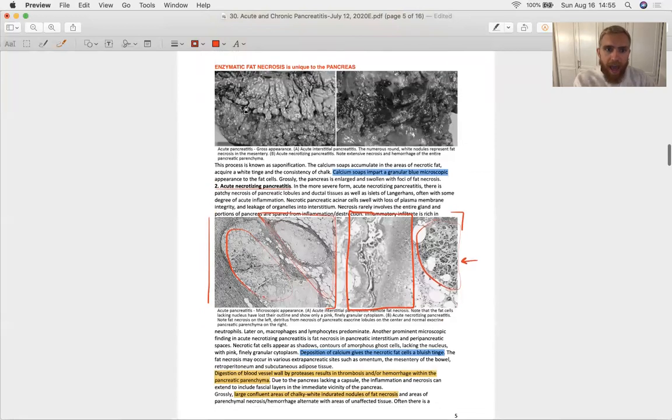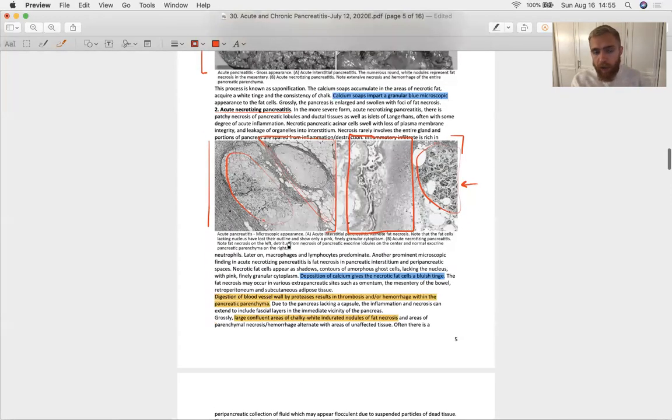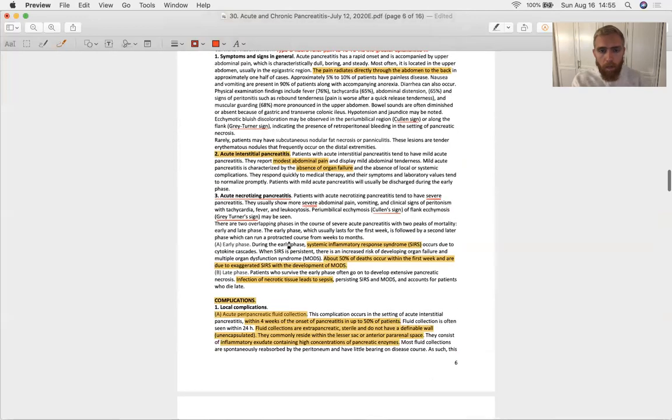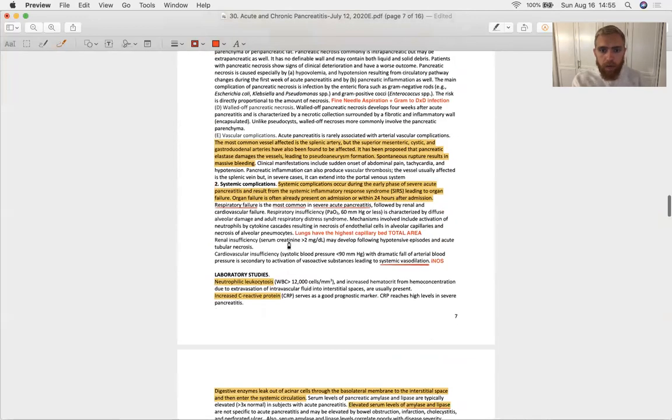Try to look at some gross pancreatic images and just familiarize yourself with fat necrosis, because I got a good feeling you're going to see a gross pancreas. Other than that, go get it. It's nothing you can't do.